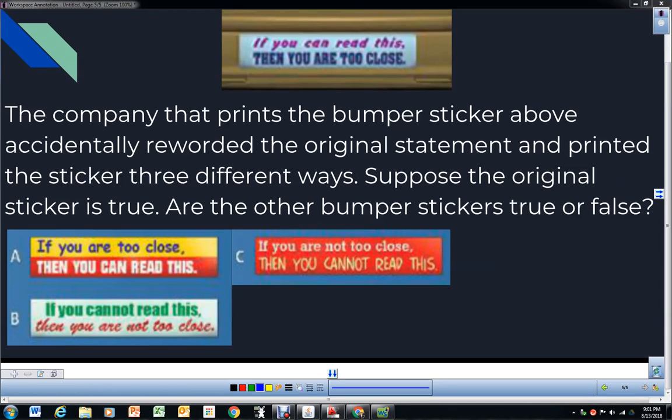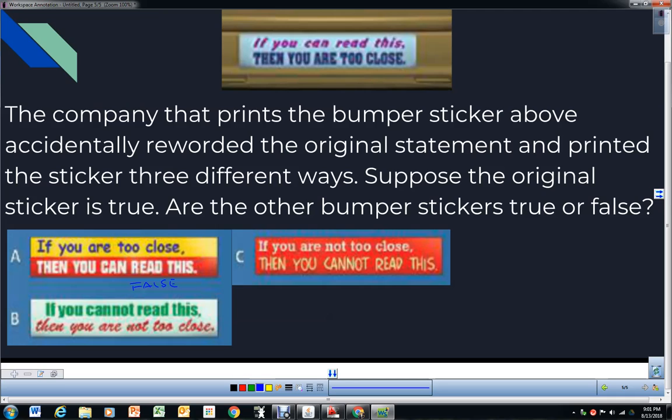Let's look at our bumper sticker A. If you are too close, then you can read this. So can we come up with a counterexample that would prove this to be false or true? So if you are too close, then you can read this. Okay? Well, one thing I like to say is, well, what if I was blind? I could still be close and then I can't read it, right? Or what if I need reading glasses and I can't read when I'm super close? So this would be a false statement.